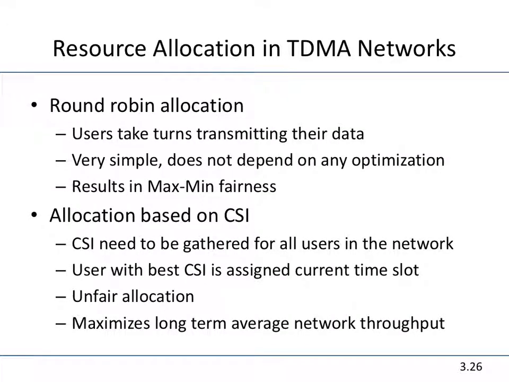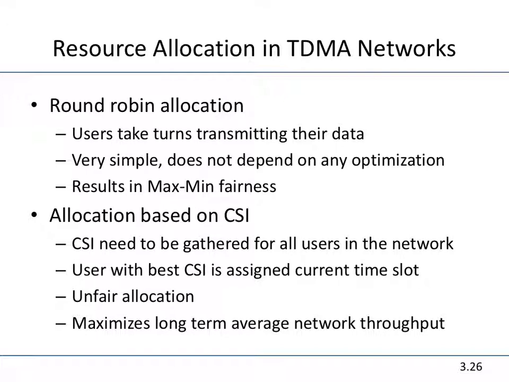So next slide. Here, what we could do is try to be extremely fair, in which case we say, okay, this time slot to user one, this time slot to user two, three, and so on. This is the ultimate fairness. There is no mechanism which is fairer than round robin. Round robin is completely fair. And because it's completely fair, it's not necessarily optimal, and in many cases, it's actually way suboptimal.